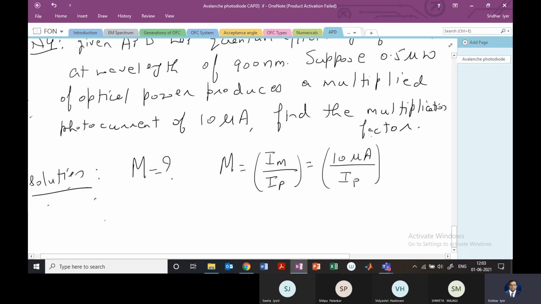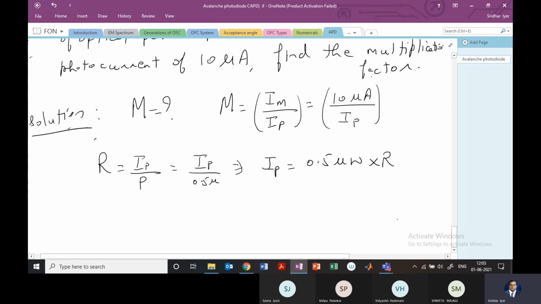We again will use the equation for responsivity. Responsivity has a unit of ampere per watt. Ampere is current, that is IP, divided by watts, which will be the power. We are given the power, 0.5 microwatt of optical power. Therefore, IP is 0.5 microwatt into R. So all I have to do is know the equation of R, and we have done that before.